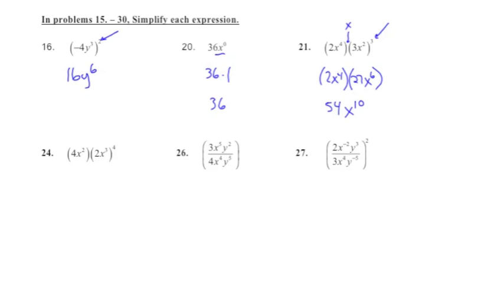If I take a base x to the 4th, that means 4 x's are getting multiplied, and then 6 more x's are getting multiplied. So altogether I have 10 of those x's that are getting multiplied. Okay, question 24, again I have two operations, multiplication and an exponent. I'm going to start with the exponent.